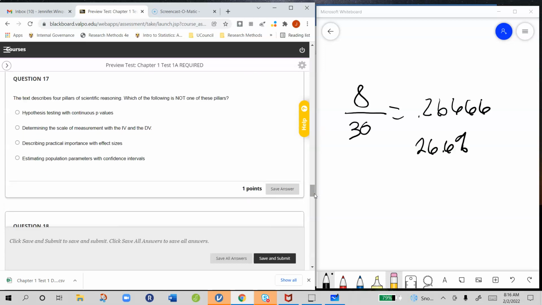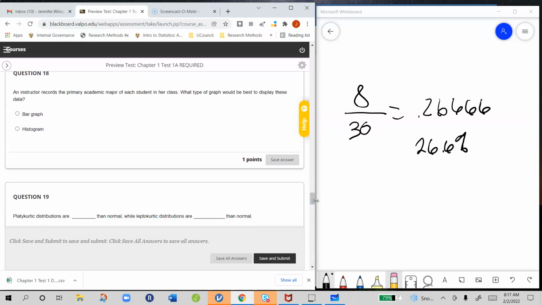For number 17, this is asking about the 4 pillars of scientific reasoning we introduced in the first chapter. Our 4 pillars are hypothesis testing with continuous p-values, describing practical importance with effect size, and estimating population parameters with confidence intervals. It's not determining the scale of measurement. The last pillar has to do with scientific research and methodology. We haven't done much with this yet. We're going to come back to this later in the class. This is just a reminder of what we started introducing in Chapter 1.